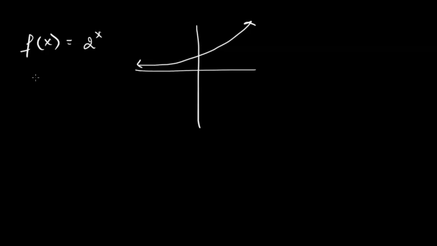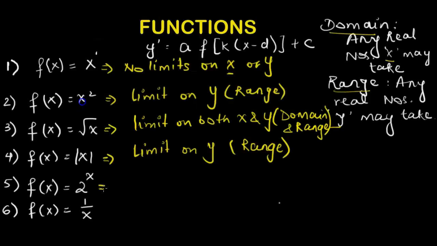Let's talk about the exponential function. The exponential function looks like this. No matter what value we put for x, y is always going to be positive. So x has no limit. However, there is a limit on y. So we can say that in an exponential function, there is a limit on y again. That means there is a limit on the range.